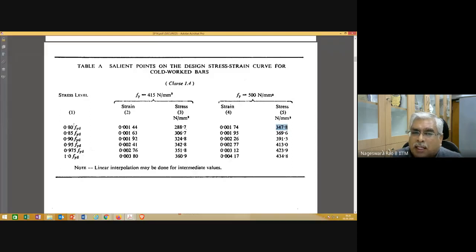So the idea of this table, which is given in SP16, is if you want to reproduce this entire design stress strain curve, you can make use of these salient points. That's why the title is salient points on the design stress strain curve for cold worked bars. This is given in SP16, and the rest of the values you can cross check. And please note that only a few points are given. In between, if you want, you can use linear interpolation and get the intermediate values. Okay.